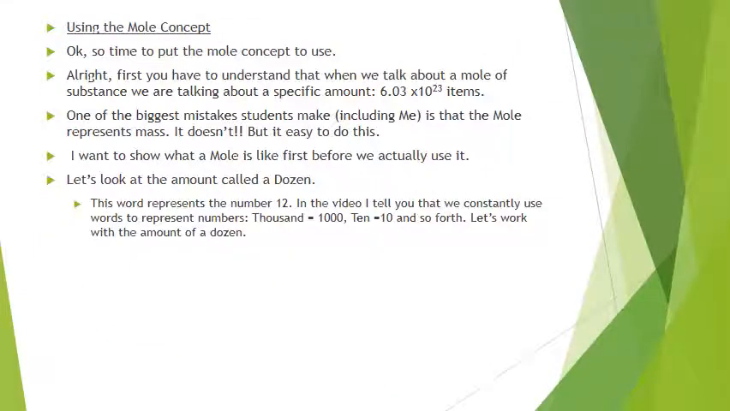All right, so now we're going to go on and, well, we're not going to do that first, but let's take a look at using the mole concept. Okay, so it's time to put the mole concept to use. First you have to understand that when we talk about a mole of substance, we are talking about a specific amount. So a mole is 6.02 times 10 to the 23rd. That should be a 23 there.